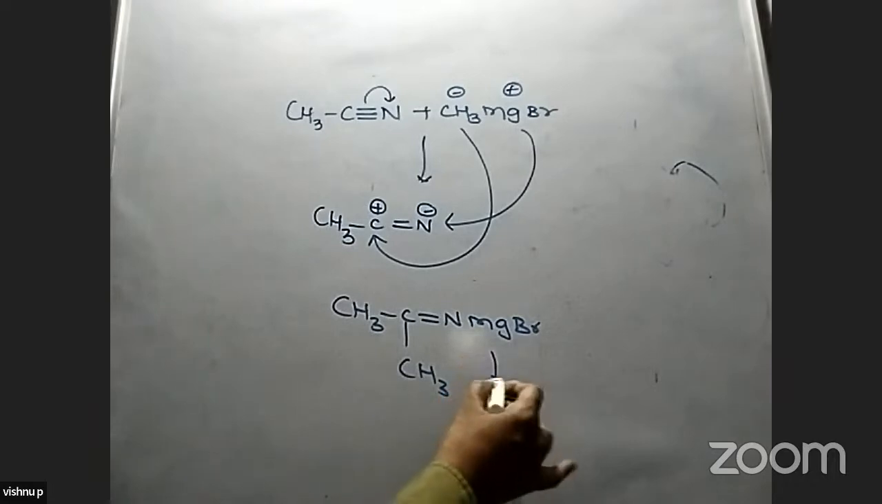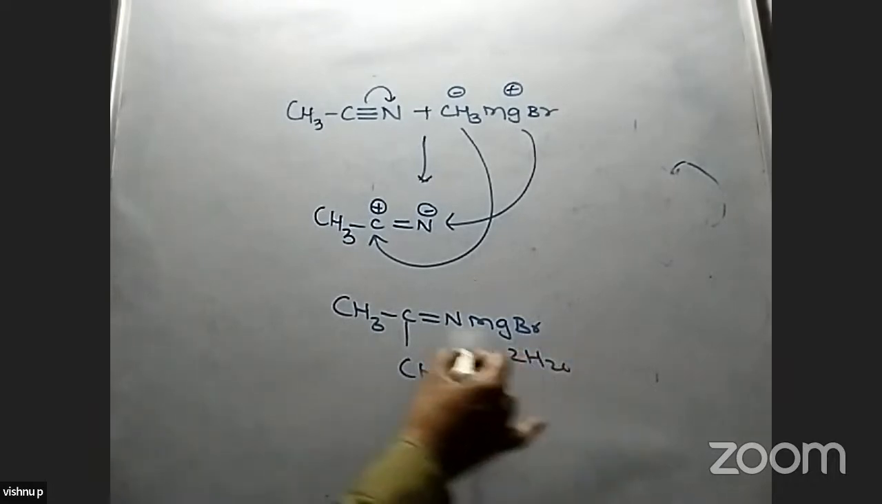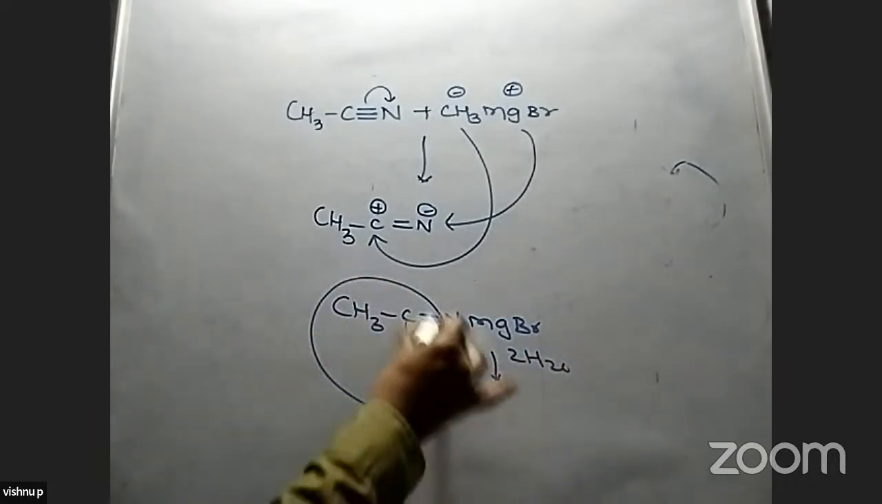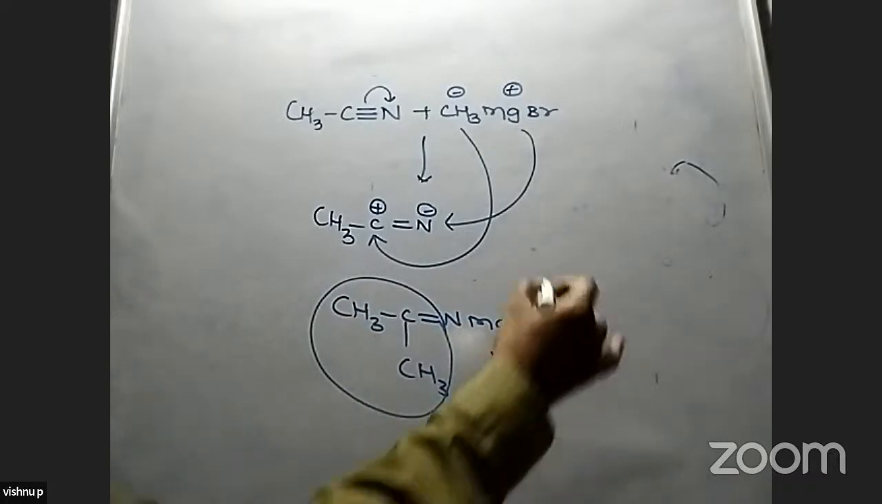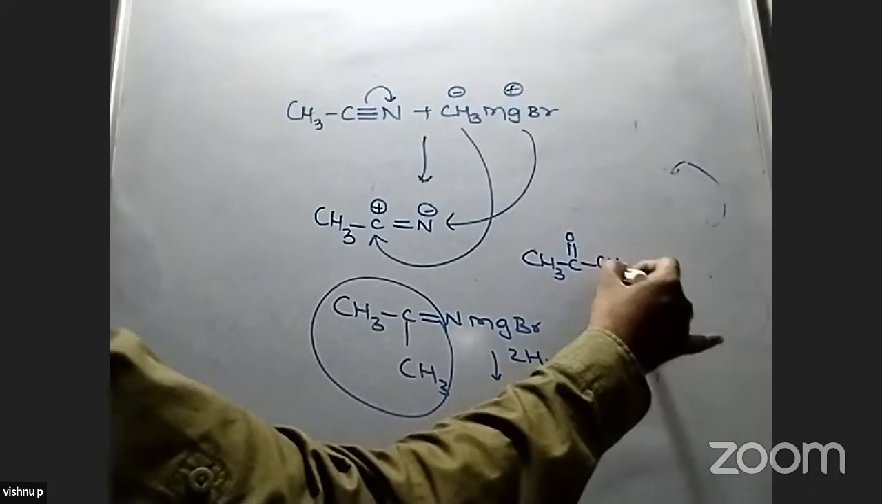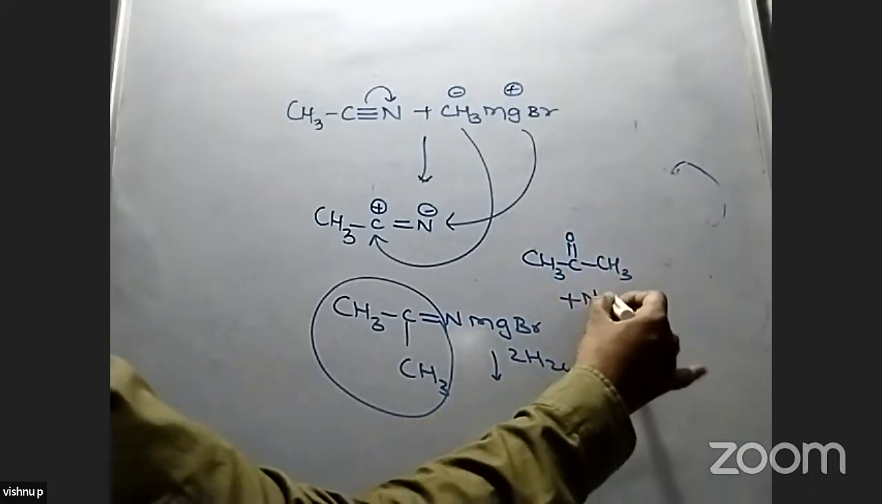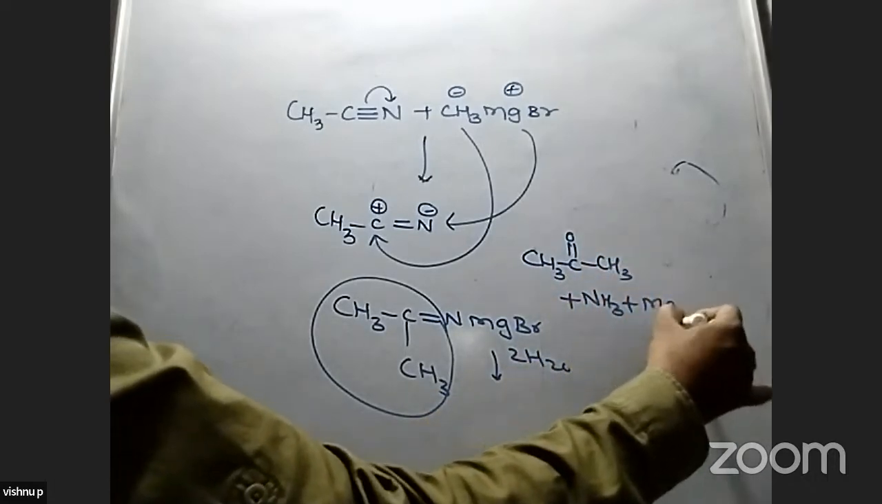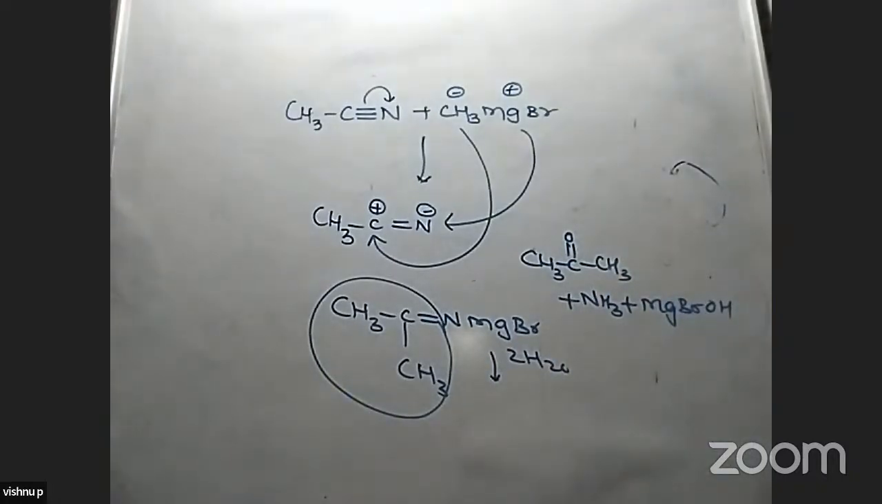Again, it reacts with 2 moles of water molecules. Here, this part is converted into ketone. So what is the compound formed here? CH3COCH3, along with ammonia and MgBrOH is formed in this reaction. So this is from cyanides reacting with Grignard reagent.